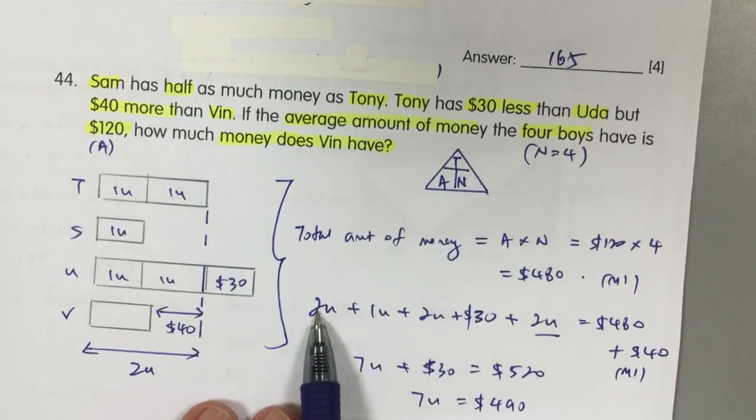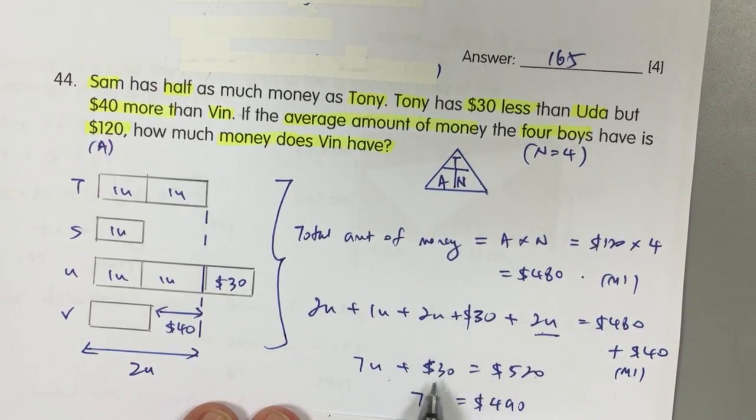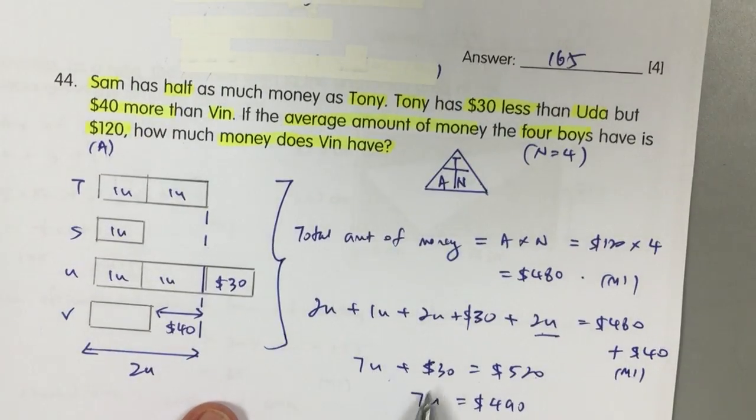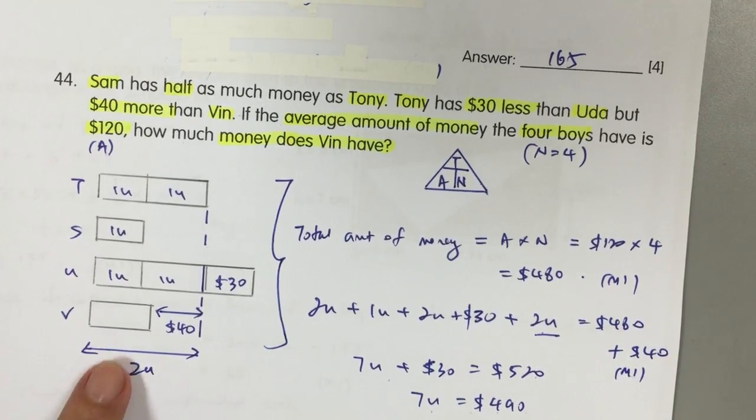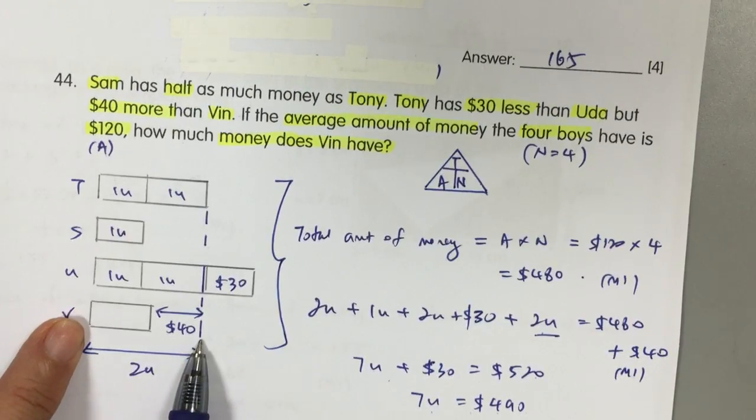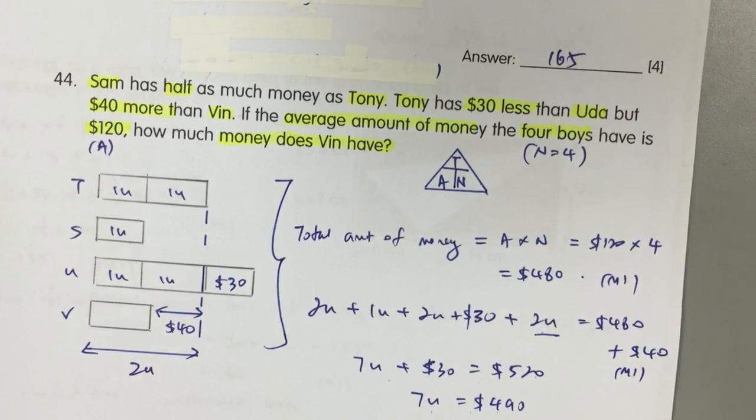I work this out. 7 units plus 30 is 520. 7 units is 490. 1 unit, divide by 7, is 70. And Vin has 2 units. This is 2 units subtract $40. $100.